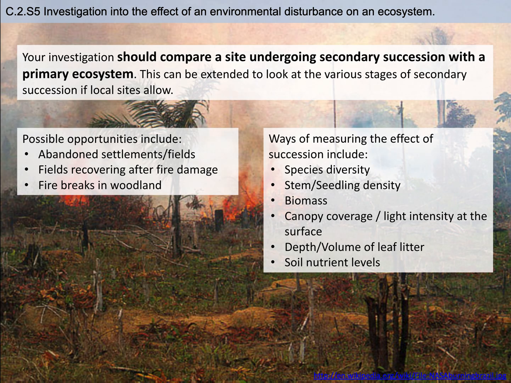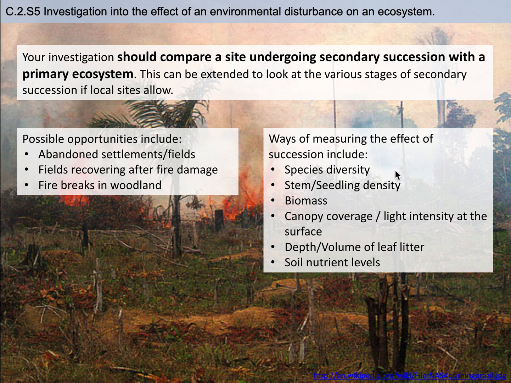So you could do for an IA next year an investigation on secondary succession. So you could look at primary ecosystems and how they've started going through secondary succession. Some examples could be any abandoned settlements or communities or farmland. And you could do quadrants and start counting for species diversity or species richness or evenness. You could look at fields recovering after a fire damage. There could be databases about this information already, or in national parks, or fire breaks in woodlands.